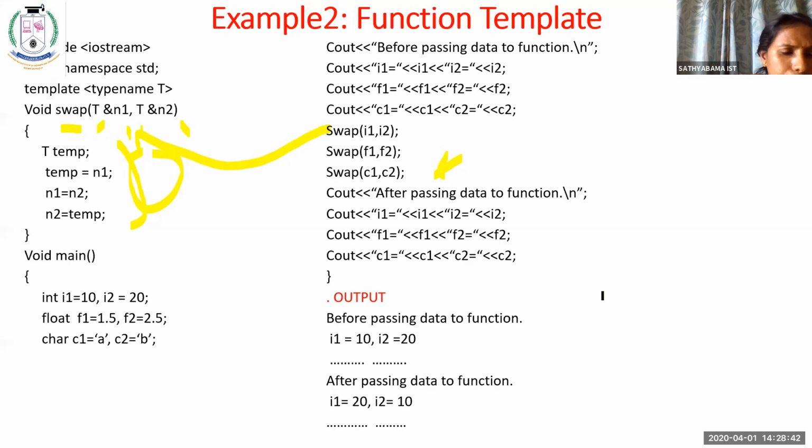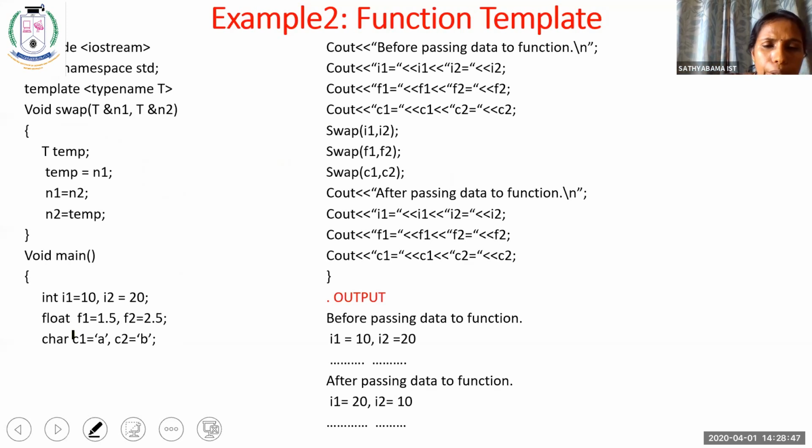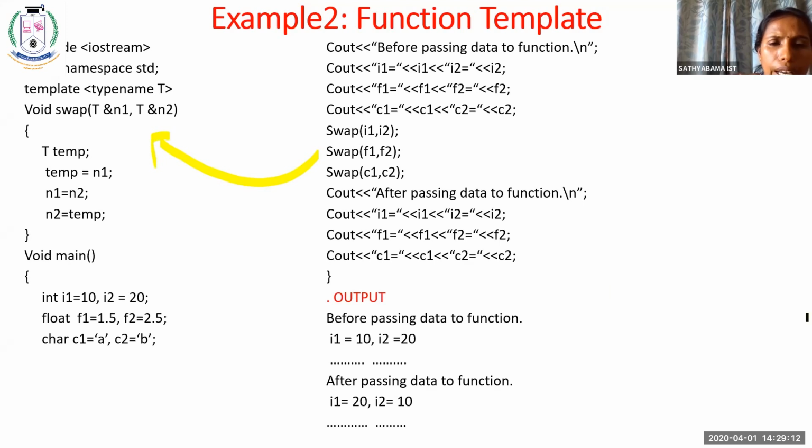After swapping, in a similar way, you call the function with float values. You call the same function with float values. While calling the function, you pass two float values, swap of f1 comma f2. Now the values will be passed here. Now f1 is received by n1 and f2 is received by n2. Now the data type of this T will act as a float.